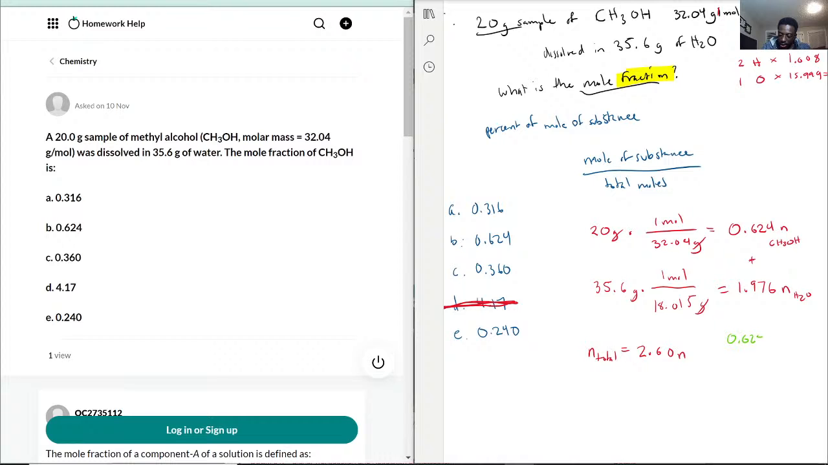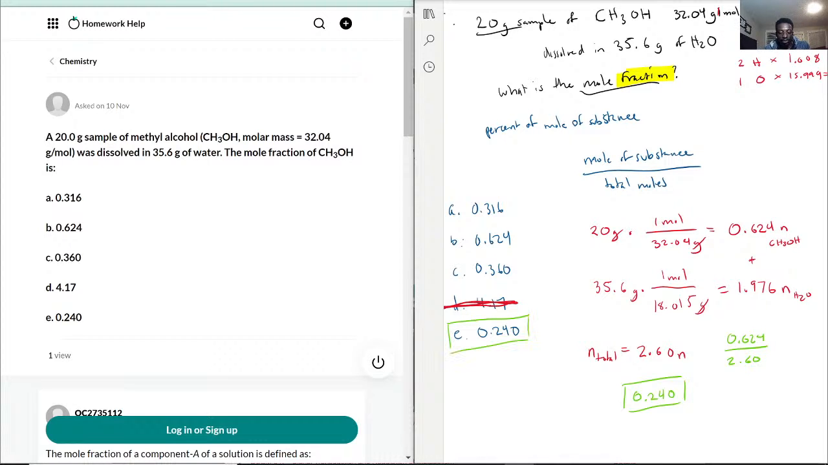0.624 divided by 2.60. Okay, so the mole fraction we get is 0.24 as our mole fraction. No units because it's just a fraction. It's like a relationship between exactly the total. So with that being said, this is literally the number we got. So we actually look at the choices, and based on that, the answer is E.